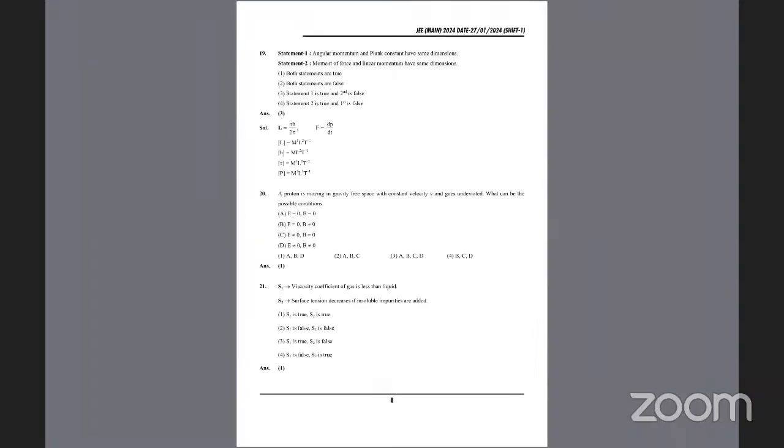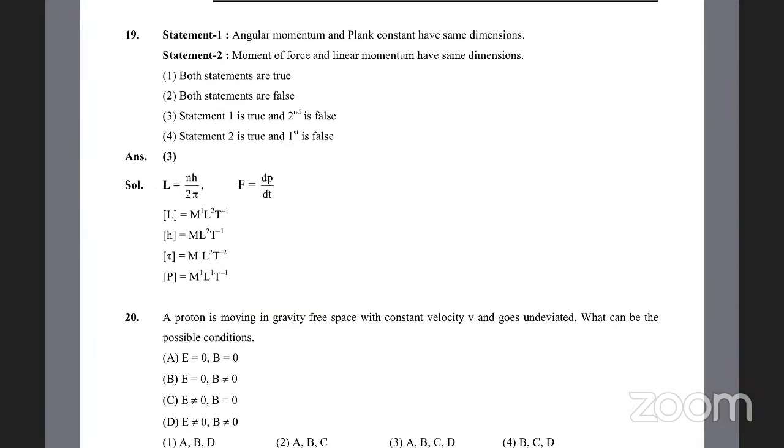So look at the next question. The angular momentum and Planck's constant have same dimensions. Of course, the statement is true. Moment of force and linear momentum have same dimension. It is false. Moment of force means torque. Linear momentum means product of mass and velocity. So one is true, the other one is false.